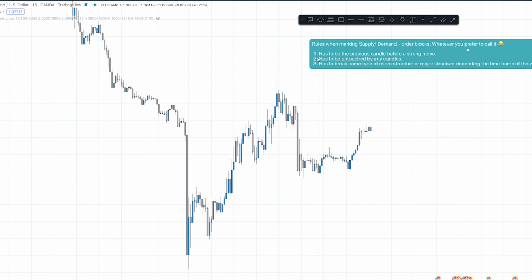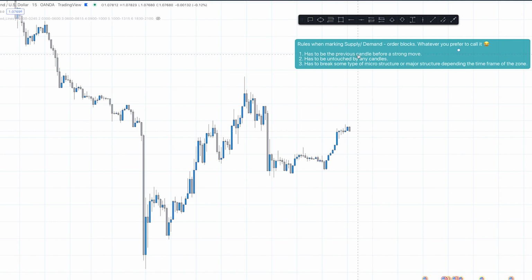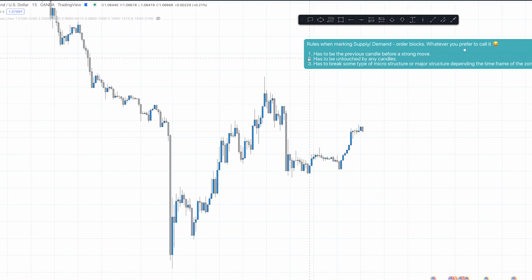The first rule, says it has to be the previous candle before a strong move. Meaning if we have a strong bullish movement, it's going to be the previous candle, meaning a bearish candle. So if we're drawing a demand zone, we're going to draw it from a bearish candle, and if we're drawing a supply zone, it's going to be a bullish candle. Let me say it again: for a demand zone, a bearish candle, and for a supply zone, a bullish candle. Check this out. This is the previous candle before this strong move that took out these highs coming from the left over here. So that's the first rule, it checks off.